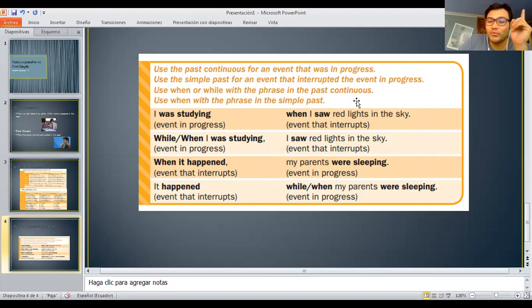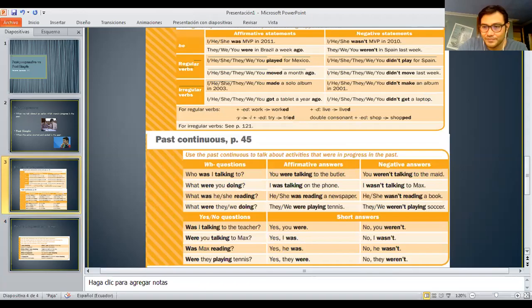Ya, pero cuando hablamos del pasado simple, solamente podemos utilizar el when. Miren, dice, when it happened, cuando esto pasó, when it happened, my parents were sleeping. Mis papás estaban durmiendo, ¿ya? Entonces, chicos, en otras palabras, el pasado simple interrumpe al pasado progresivo. ¿De acuerdo?